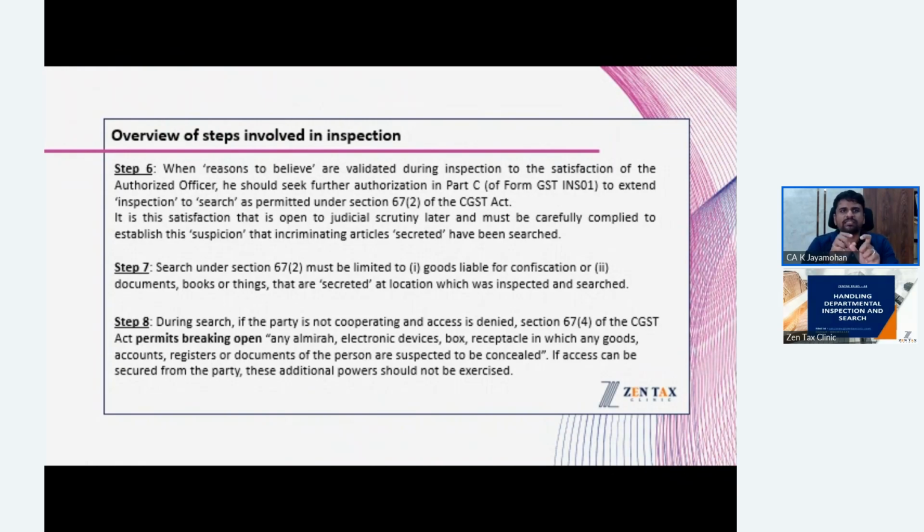So search under section 67(2), it should be limited to the goods liable for confiscation or the documents that are secreted. As I told earlier, at the time of inspection, the officer would have formed the reason to believe. And based on that reason to believe, he or she has identified what are the goods that has escaped payment of tax and which is liable for confiscation. So the search should be limited to those goods and also the books or documents which they assume has been secreted.